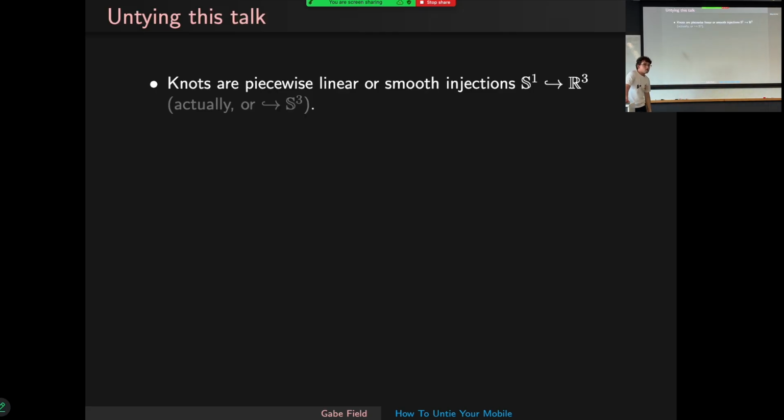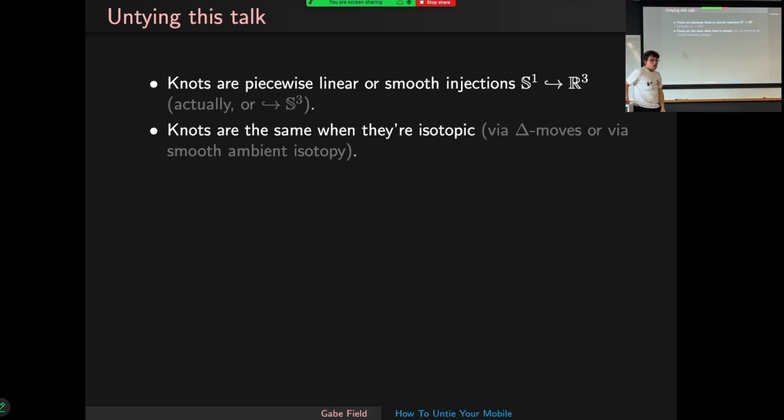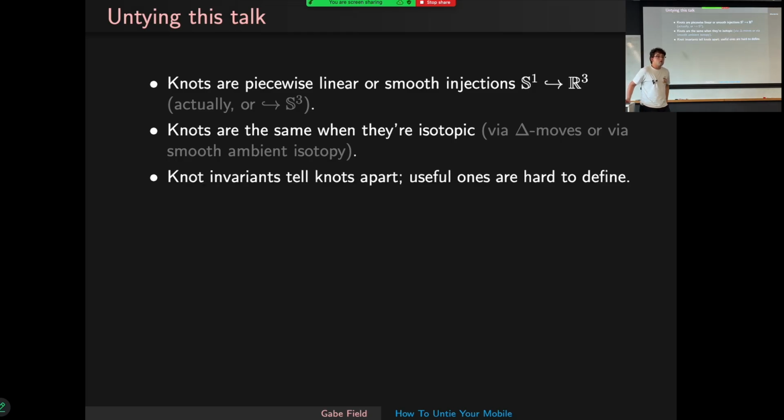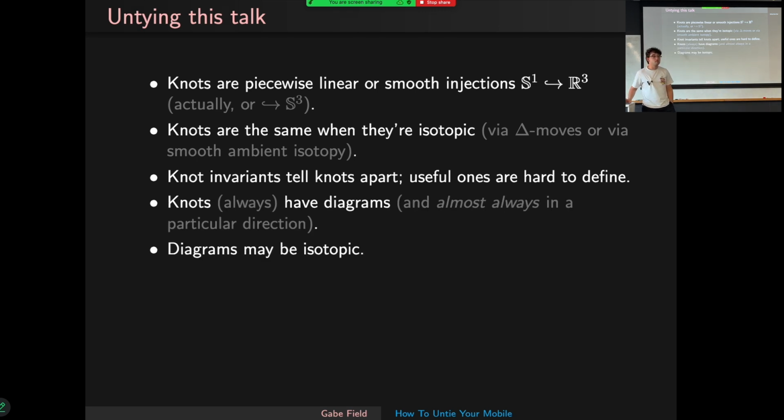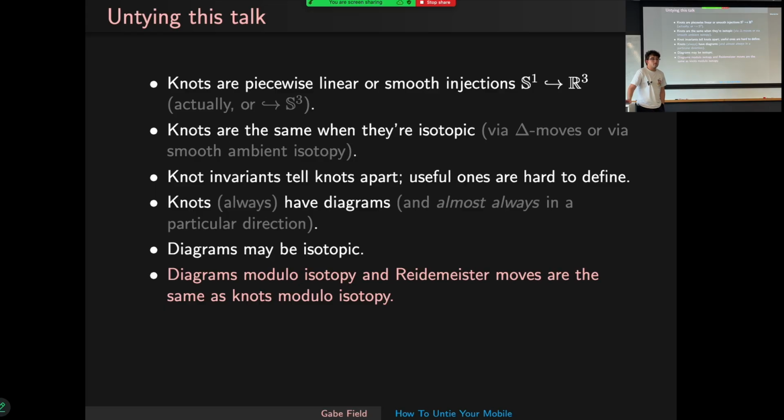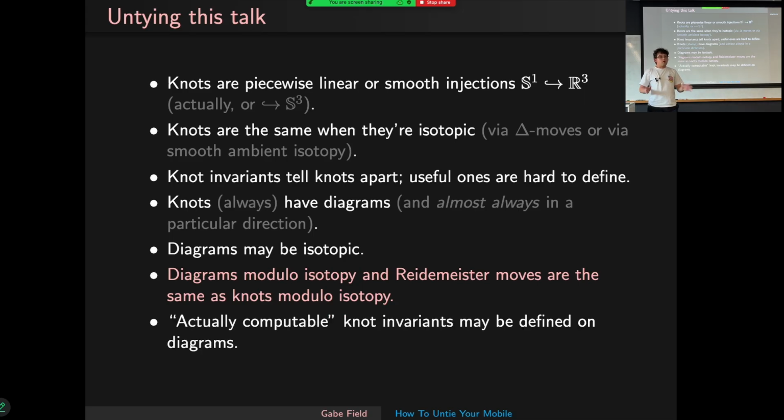Okay, let me summarize. Knots are piecewise linear or smooth injections of S1 into R3. Knots are the same when they are isotopic for either definition of isotopy. Knot invariants tell knots apart, but useful ones can be quite hard to define. Knots have diagrams, which themselves may be isotopic, and the big result is that diagrams modulo isotopy and the Reidemeister moves are the same as knots themselves modulo isotopy. This sort of framework lets us define knot invariants that are actually computable using the discrete data in a knot diagram, and using the Reidemeister moves, or rather checking against the Reidemeister moves, we can verify that these don't actually depend on the particular representative diagram for our knot.